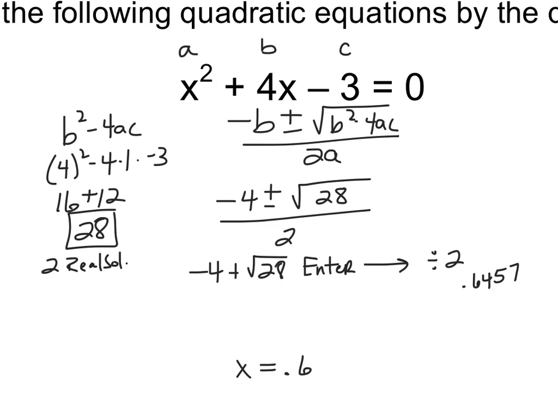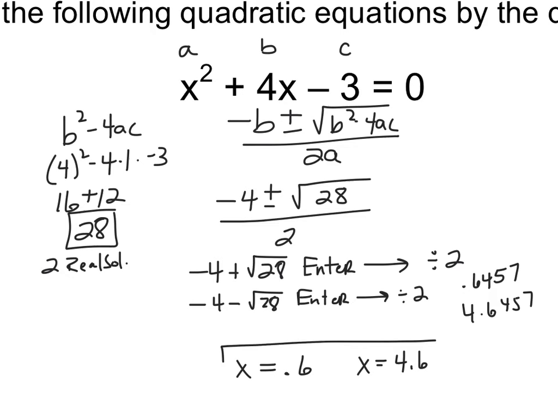Okay, then you're going to substitute in your calculator negative 4 minus the square root of 28. Hit enter. Then take that answer and divide it by 2. And when you do that, you should get x equals negative 4.6457. Again, rounding to the nearest tenth, so it's going to be negative 4.6. Notice how many answers you have. Okay, so being able to do this in the calculator is going to be an important part. You want to make sure that you write that part down.